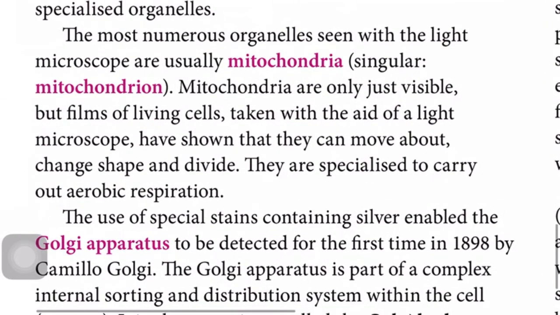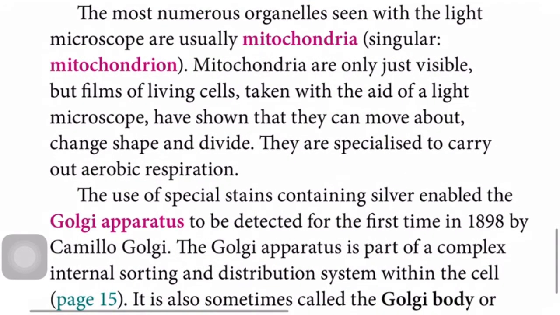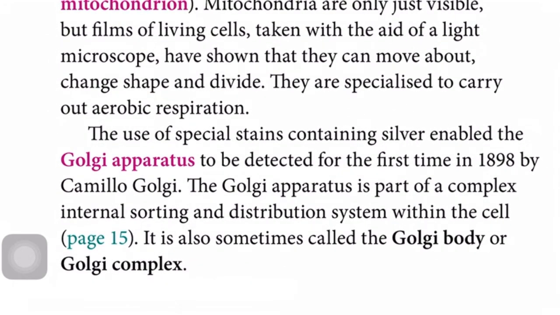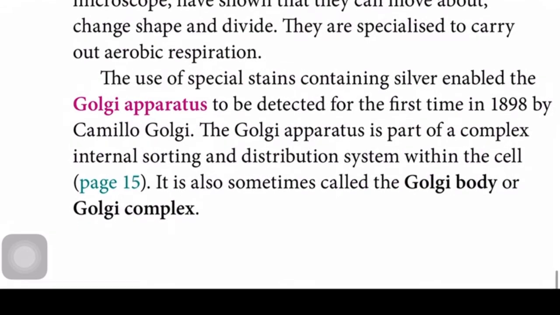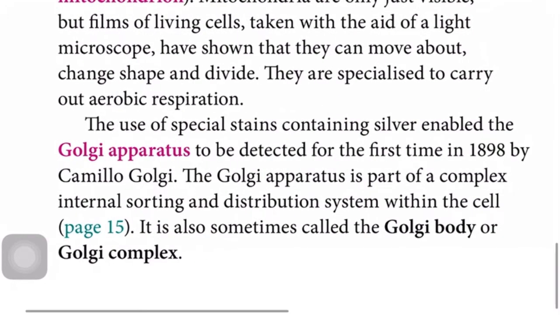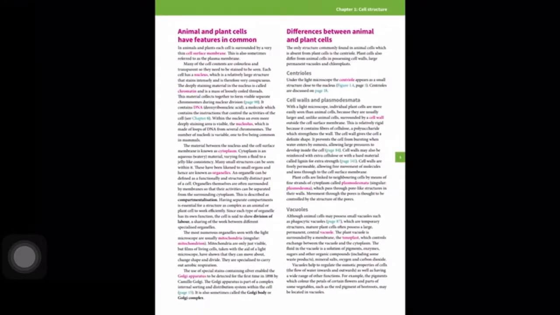The most numerous organelles seen with the light microscope are usually mitochondria. Mitochondria are only just visible, but films of living cells taken with the aid of a light microscope have shown that they can move about, change shape, and divide. They are specialized to carry out aerobic respiration. The use of specialized stains containing silver enabled the Golgi apparatus to be detected for the first time in 1898 by Camillo Golgi. The Golgi apparatus is part of a complex internal sorting and distribution system within the cell. It is also sometimes called the Golgi body. I have explained the function of the Golgi body.